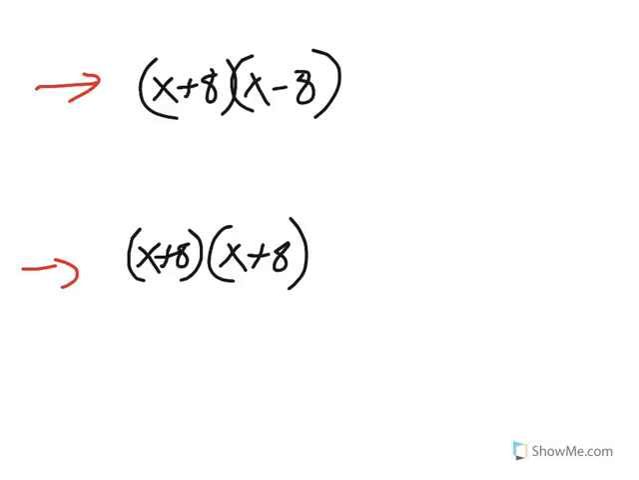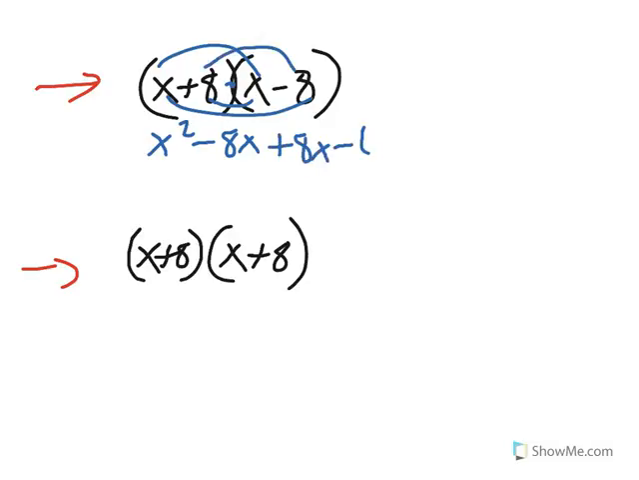So if I look at these problems, I'm going to start this one, I'm going to do my FOIL process because it's still multiplication. So I'm going to take x times x, that's x squared. X times negative 8, that's negative 8x. 8 times x gives me positive 8x. And 8 times negative 8 gives me negative 64.